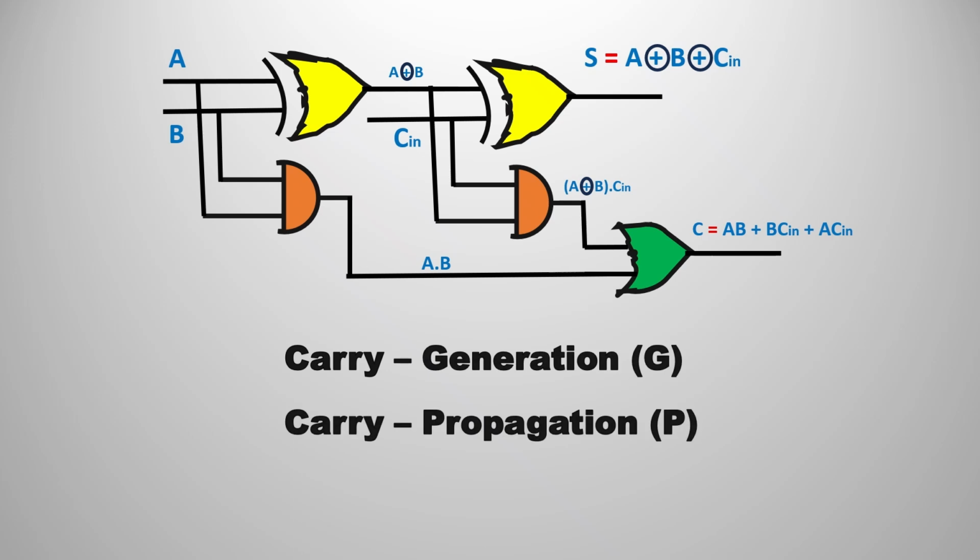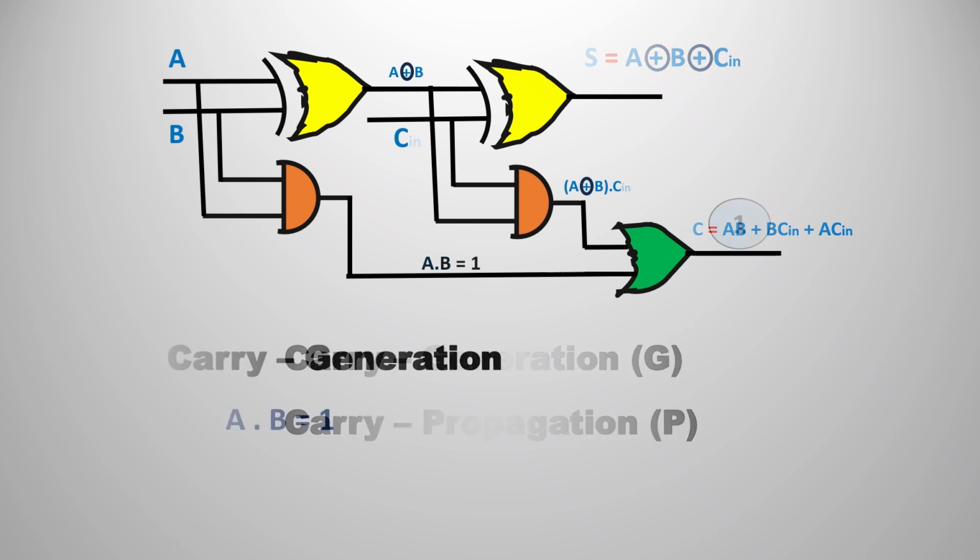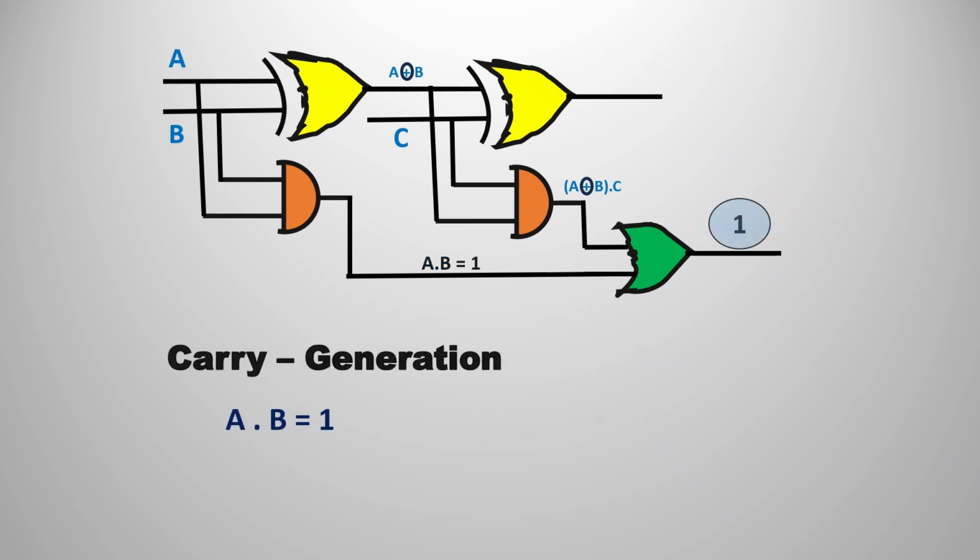To understand the CLA adder, the carry look ahead adder, let's start with the basics in the first full adder. We are going to have two things called carry generation and carry propagation. Basically we are looking at the carry, so don't look at the sum, let's just look at the carry. The carry should be 1, then only it can propagate. If the carry is 0, it cannot propagate.